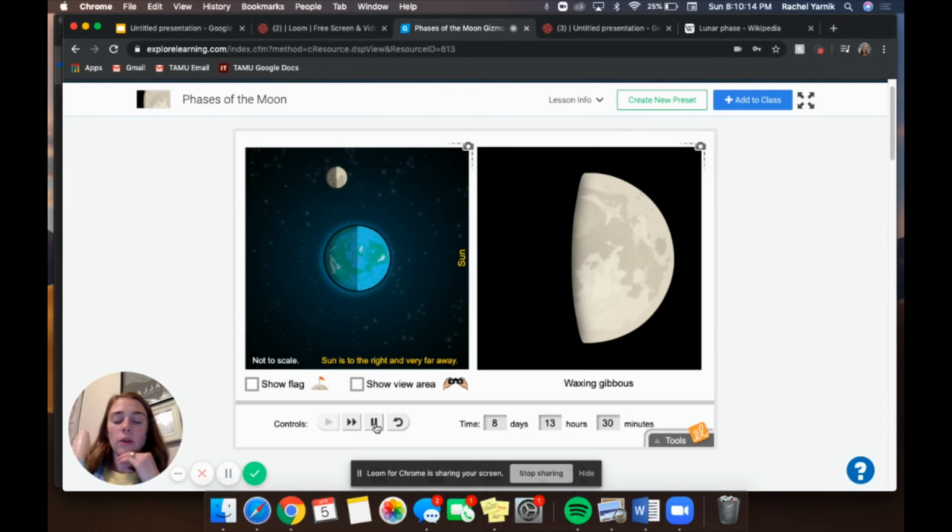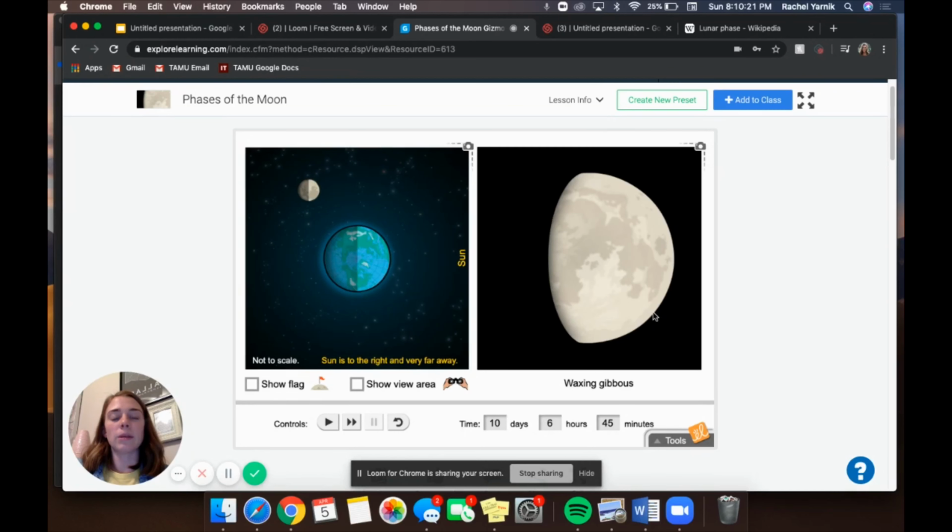As you can see, that only lasted about a day, but you'll see it for about 3 to 4 days here on Earth. Here we have a waxing gibbous, and in a waxing gibbous, the moon is almost completely lit, the half that we can see, but not quite. And that'll last about 3 to 4 days.